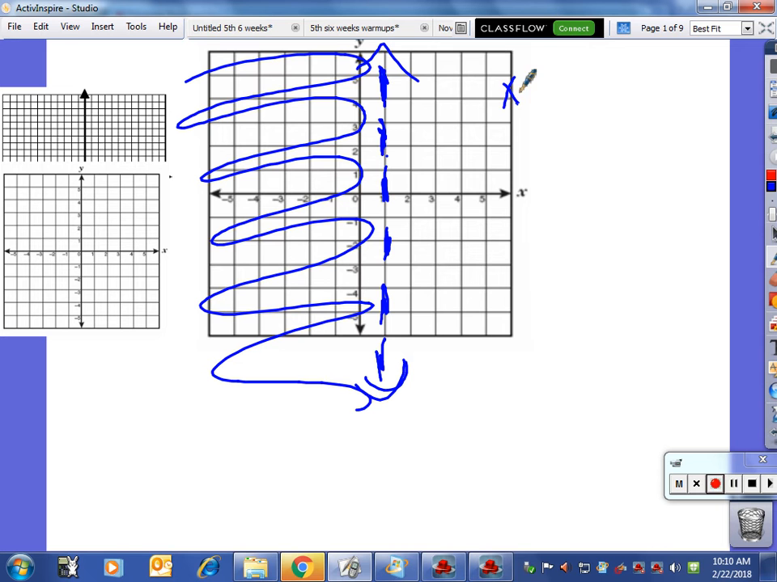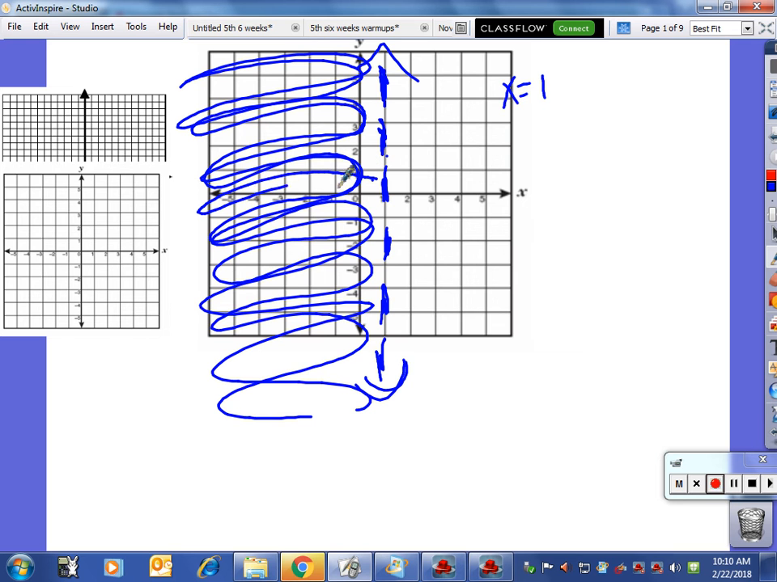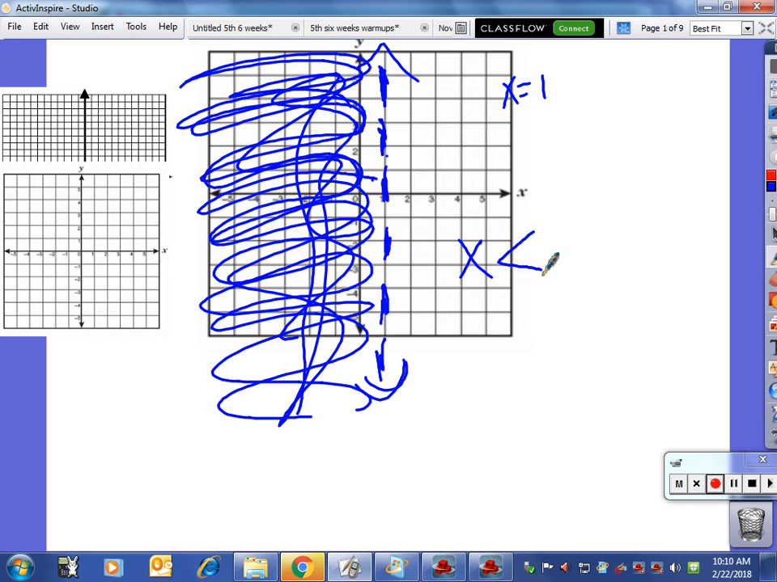This line is at x equals 1, but it's dashed. Look at all the x values over here. I'm shading to the left. Are these x values that I'm shading getting bigger than 1 or smaller than 1? So the points that are shaded here have x values that are less than 1. And if this had been solid, it would have been x is less than or equal to 1. So that's what you're doing on your homework. You're just naming the inequality that is shown.